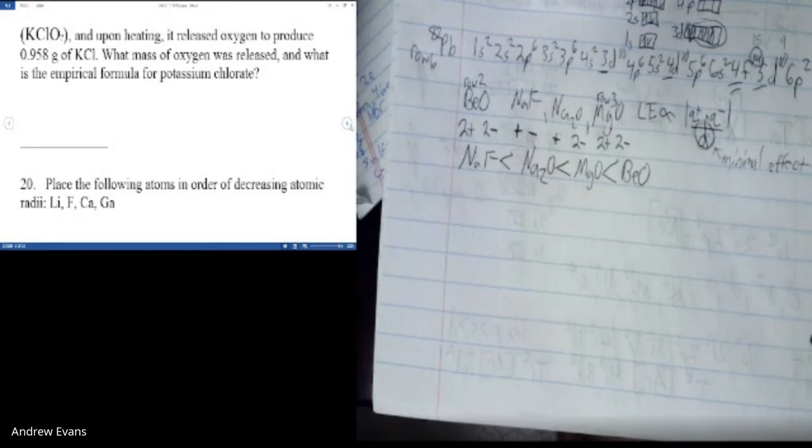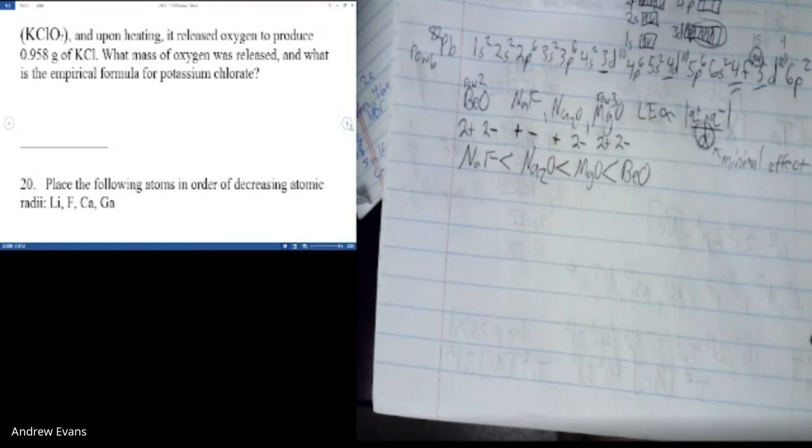Then finally, number 20: place the following atoms in order of decreasing atomic radii. So we have Li, F, Ca, Ga. Now let's look at this. That's two different trends, placing them based on column and row. Gallium is row 3. Row 4, my bad. Calcium is row 4. Fluorine is row 2. Lithium is row 2.